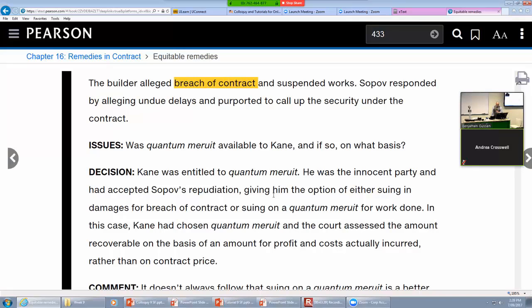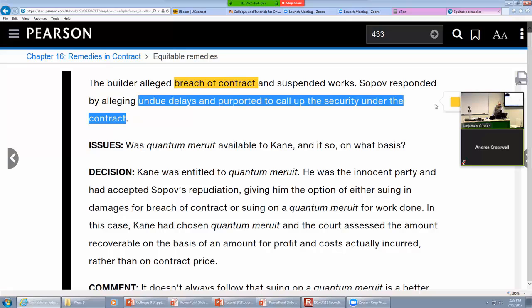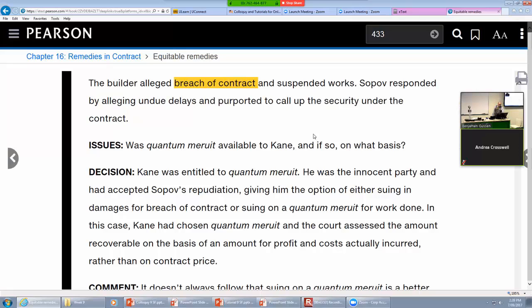Sopov, so this is the premise and counter premise, responded by alleging undue delays and purported to co-opt the security under the contract. So he's saying that I shouldn't be paying that amount because of these delays and the liquidated damages that we have agreed on.